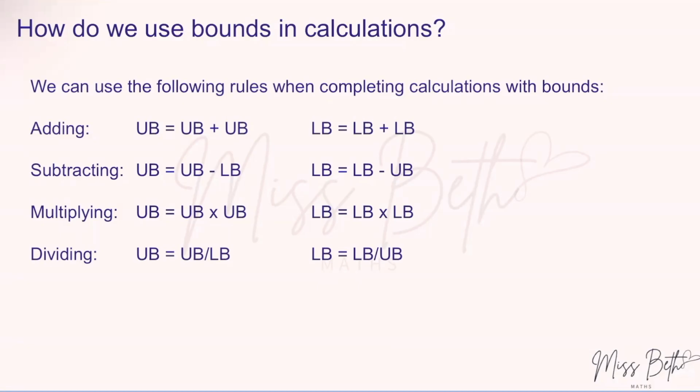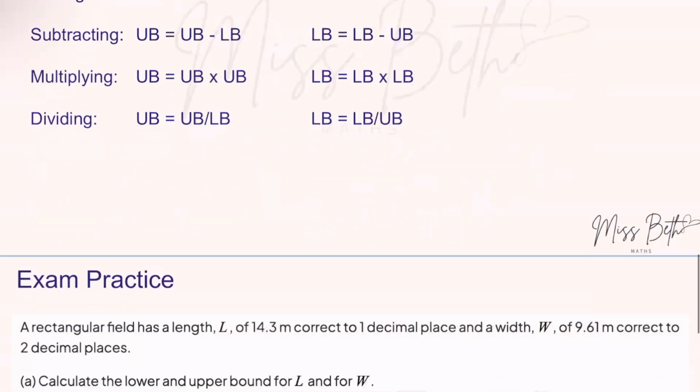And then for multiplying, for upper bound, you multiply both upper bounds together. For lower bounds, same thing, multiplying both lower bounds. And then for dividing, to find the upper bound, you want the biggest amount divided by the smallest. And then for the lower bound, you would have the lower bound divided by the biggest amount, which would be the upper.